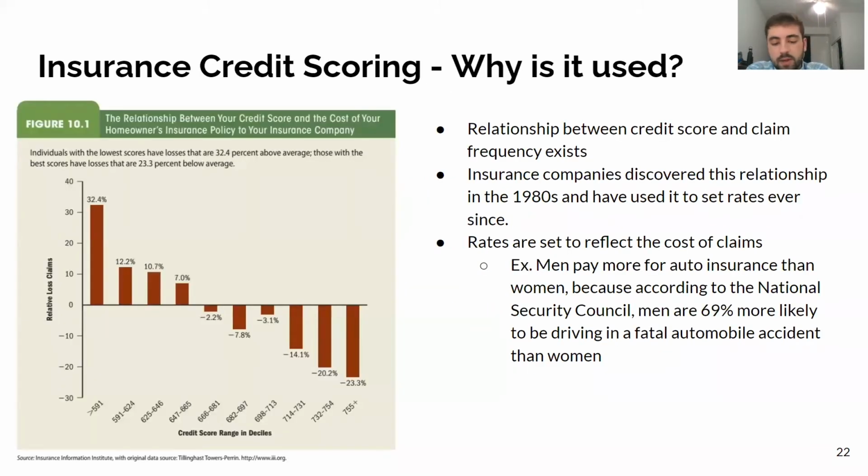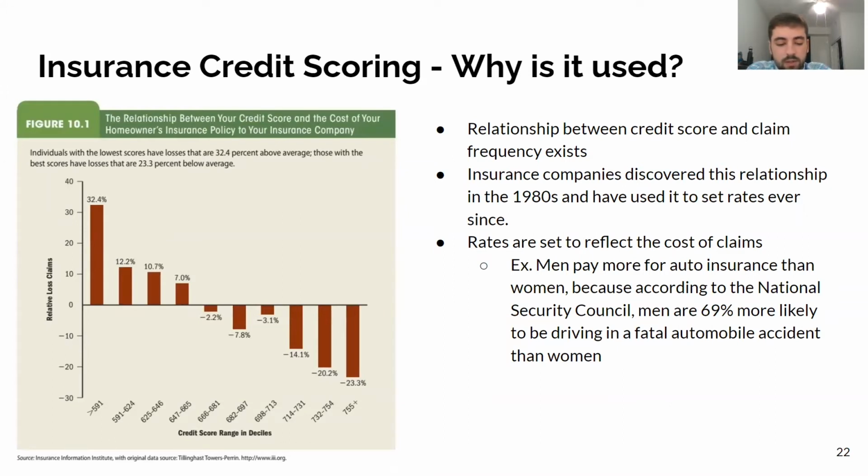For whatever reason, people have identified a relationship between a person's credit score and their insurance loss ratio, which is a measure that includes claim frequency and the cost of homeowners and automobile insurance. In the graph on the left, you can see this relationship represented visually. In the 1980s, insurance companies recognized the value of this measurement and started using it to set rates.